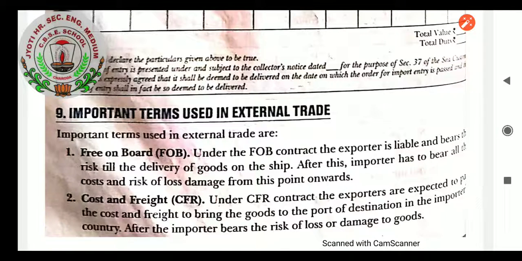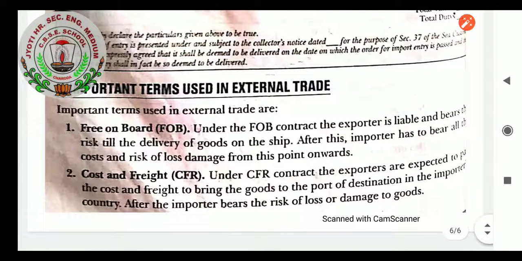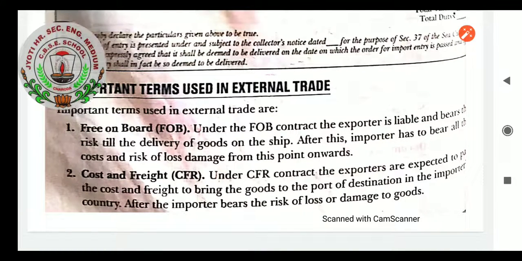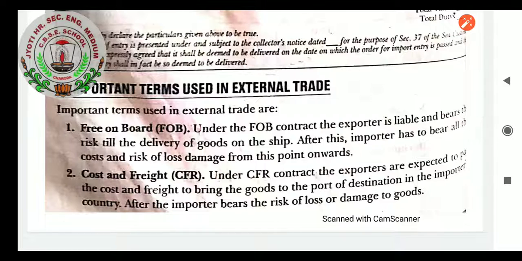Cost and freight, CFR. Under the CFR contract, the exporters are expected to pay the cost and freight to bring the goods to the port of destination in the importer's country. After that, the importer bears the risk of loss or damage of goods. So this is cost and freight, students. Under the CFR contract, the exporters are expected to pay the cost and freight to bring the goods to the port of destination in the importer's country.